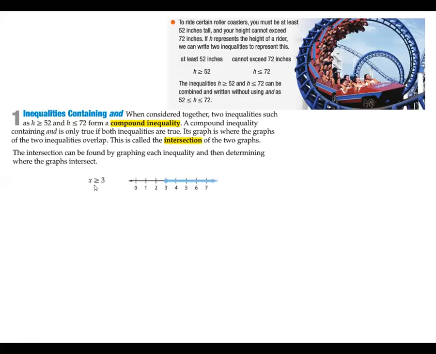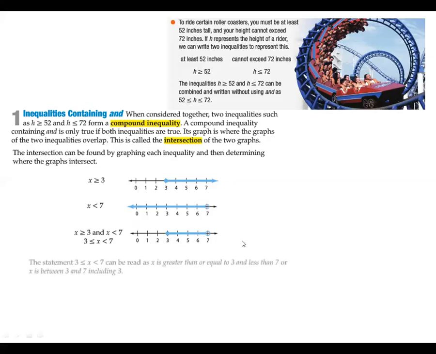So if I graph x is greater than or equal to 3, and I graph x is less than 7, for the 3 I have a closed circle on 3, everything above it. For the 7, I have an open circle on 7, everything below it. Then the compound inequality, x is greater than or equal to 3 and less than 7, is where they overlap. Notice the endpoints follow the symbols in the statement: closed circle on 3, open circle on 7, and everything in between. That statement can be read as x is greater than or equal to 3 and less than 7, or x is between 3 and 7, including 3.